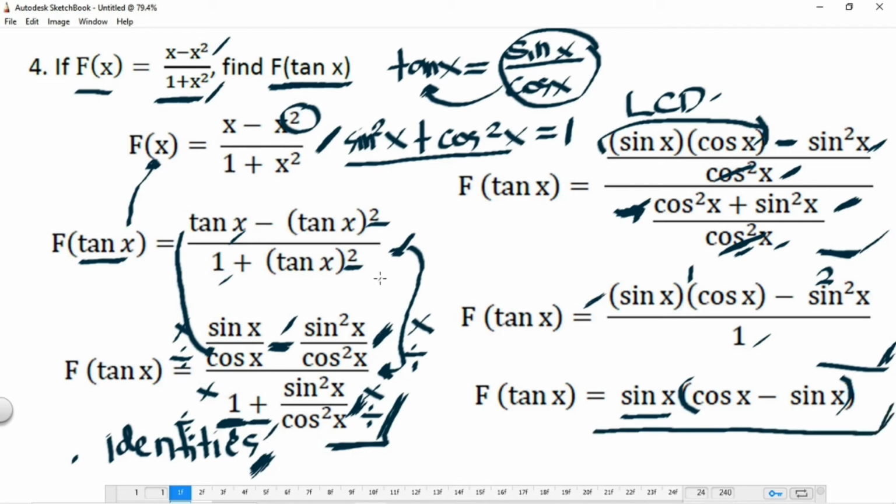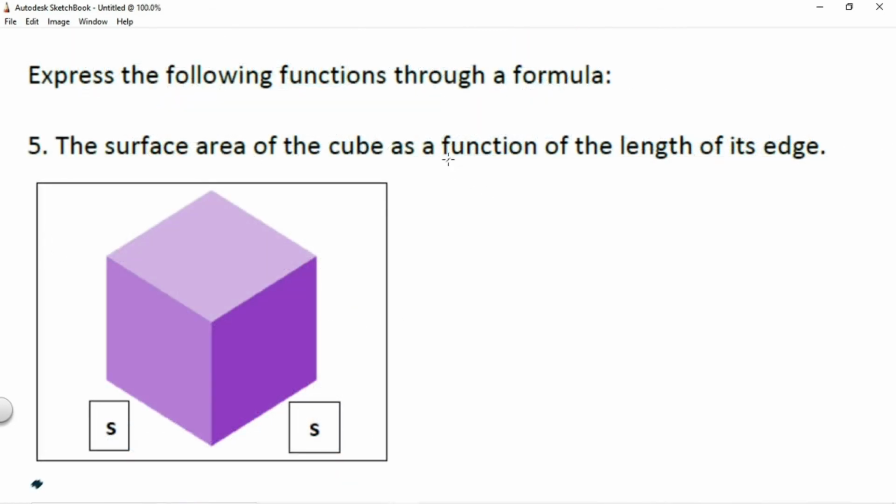Okay, please don't be overwhelmed with this type of solution. I just try to include this type of exercise to show you that the application of functions is really very wide, wherein it can even cover trigonometry. Okay, let's go to items 5 to 7.